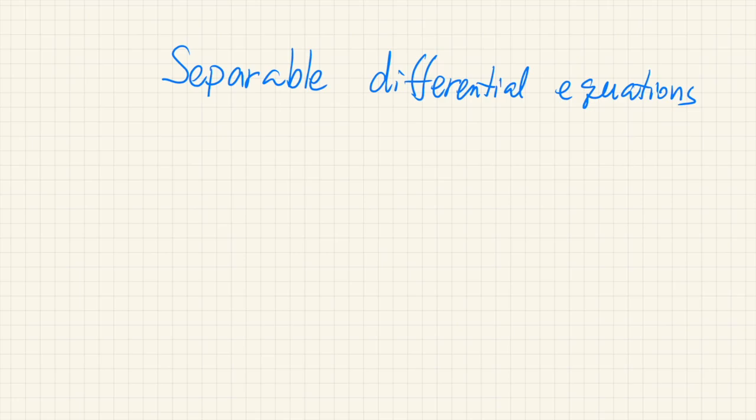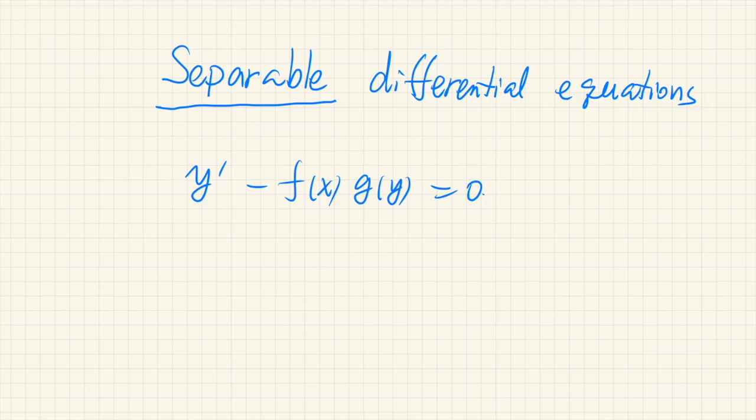Alright, in this video, we study a special class of differential equations that are called separable differential equations. A separable differential equation has the following form: y prime minus f of x times g of y is equal to 0. Here, this function f of x is just a function of x alone, and this g of y is a function of y alone. This is called separable because we can separate them.